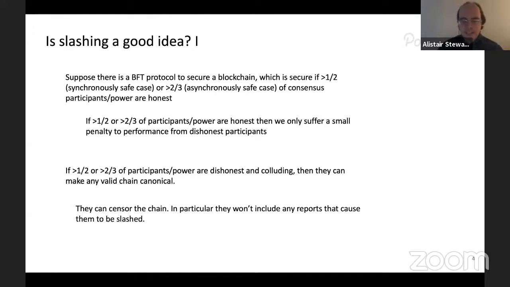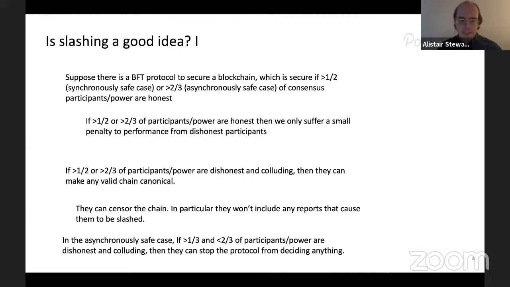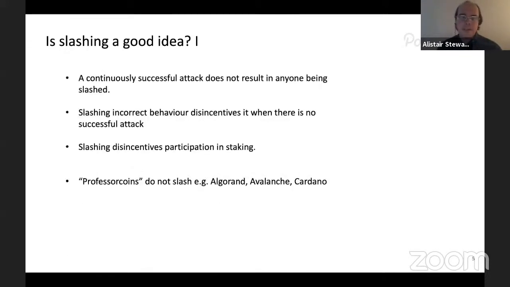It's particularly clear in the half case, because if the majority of people are honest, then the protocol works and we don't care about dishonest people. If half of people are dishonest and they're colluding, then we can't punish them. And even in the third case, where we only have this factor of 2, if we have between a third and 2/3, then typically we won't be able to agree on anything. And again, we don't punish the people who are attacking the system. So if we can't punish the people who are attacking the system, then what would slashing get us?